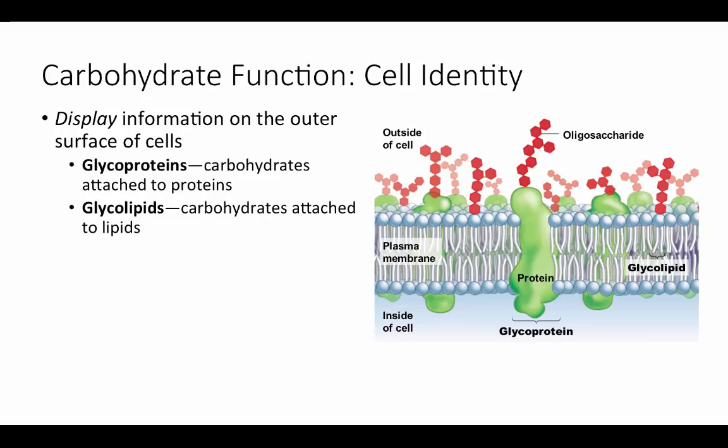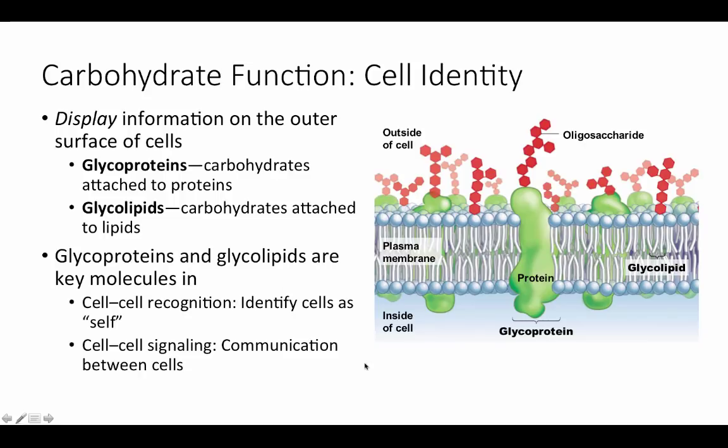And then a final function that I want you to be aware of for carbohydrates is identifying cells. So cells use carbohydrates as kind of name tags that they attach to proteins on their cell membranes. And so they display information on the outsides of their cells. And these can be glycoproteins, so carbohydrates attached to proteins, or they can be glycolipids. They can be carbohydrates attached directly to the lipids.